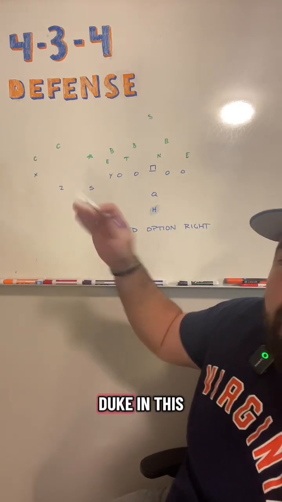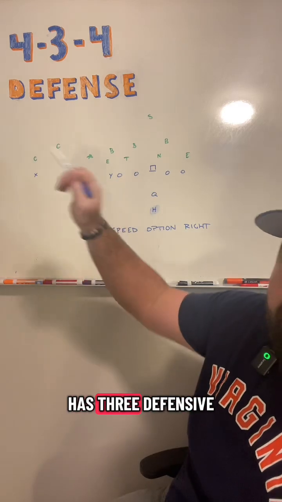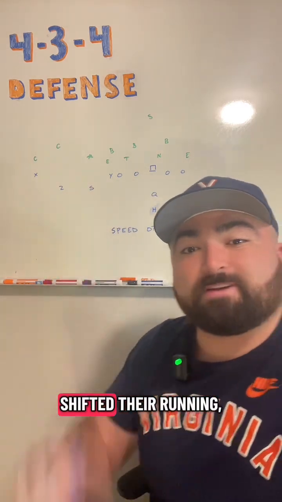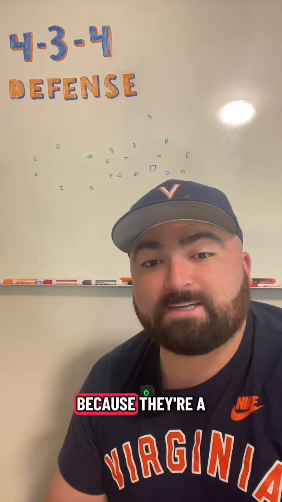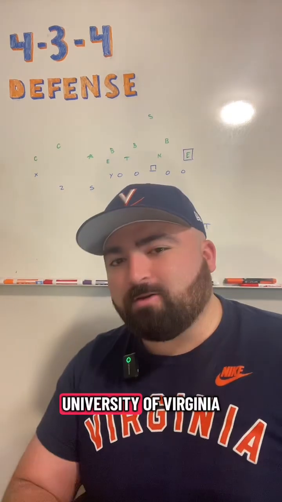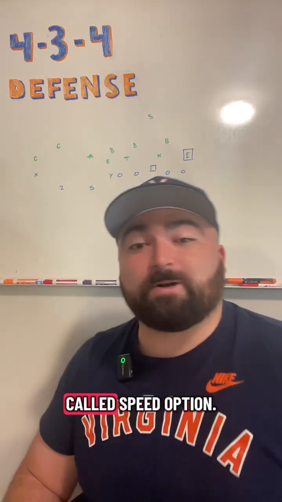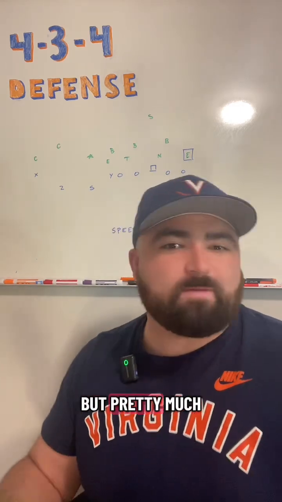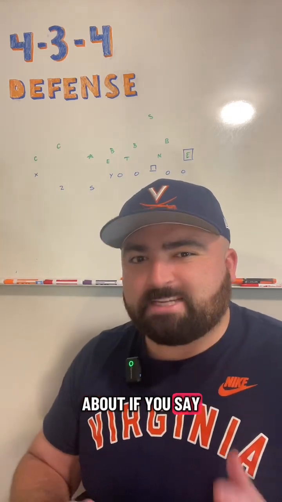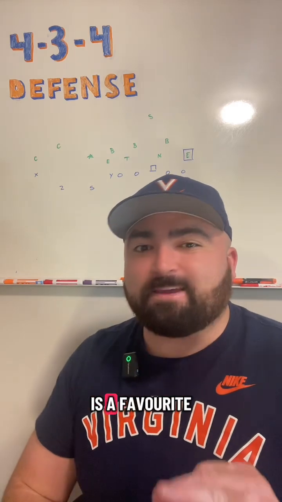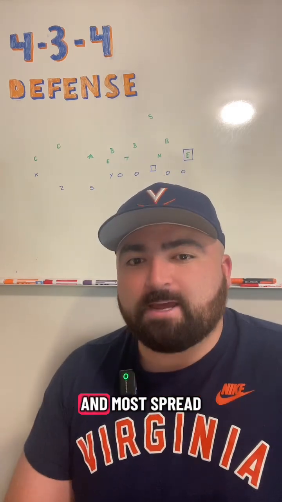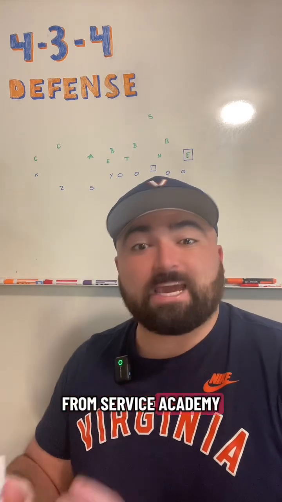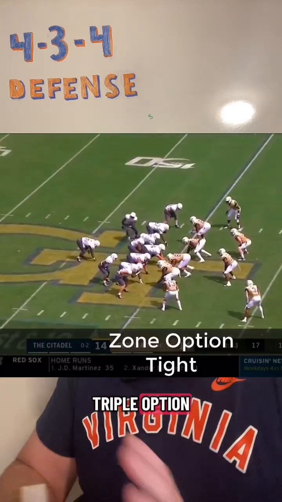You can see Duke in this picture of the game as well has three defensive backs over those wide receivers, and they've also shifted their linebackers over because they're a threat in the run game. And what the University of Virginia is going to run here is a concept called speed option. It's called some other names in other playbooks, but pretty much everyone will know what you're talking about if you say speed option. This is a favorite of the service academies, and most spread offenses get a lot of ideas from service academy triple option inside veer playbooks.